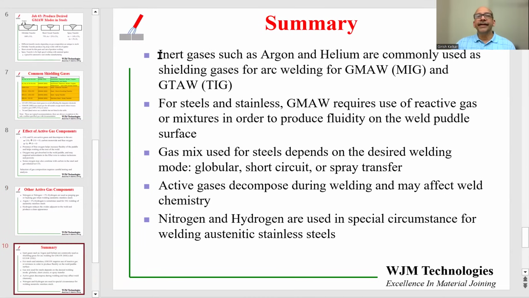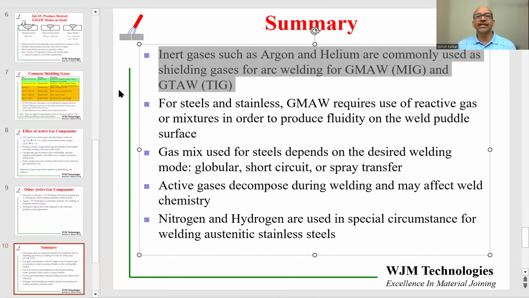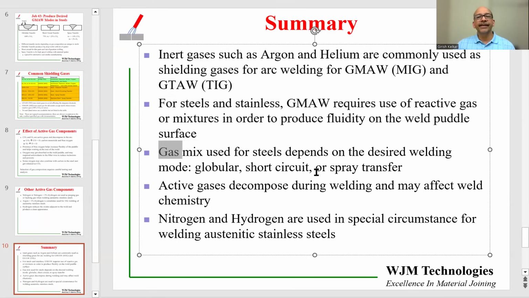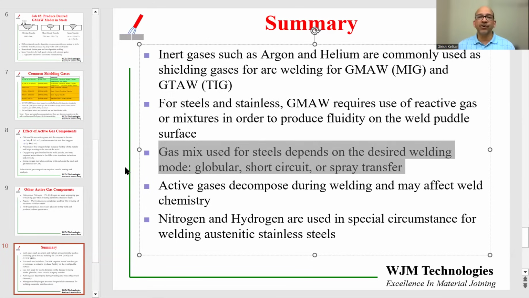In summary, inert gases such as argon and helium are commonly used as shielding gases for arc welding, such as GMAW and GTAW. GMAW is the new name for MIG welding, and GTAW, or gas tungsten arc welding, is the new name for TIG welding. For steels and stainless steels, GMAW requires a reactive gas or a mixture which includes some fraction of the reactive gas to increase the fluidity of the weld puddle surface so that you can have a nice profile and nice wetting at the toes. For the gas mix used for steels, there are multiple choices. You can have 100% CO2 for globular transfer, and a different ratio of argon and CO2 for short circuit and for spray transfer. So the type of gas you select will depend on the type of transfer mode that you are interested in producing.